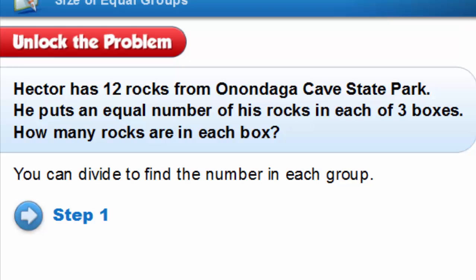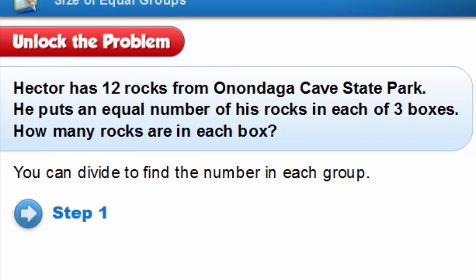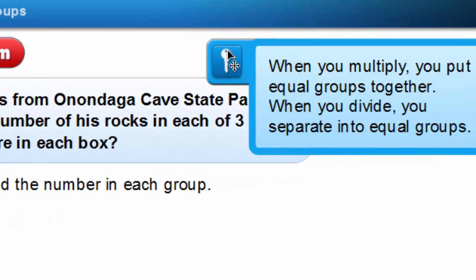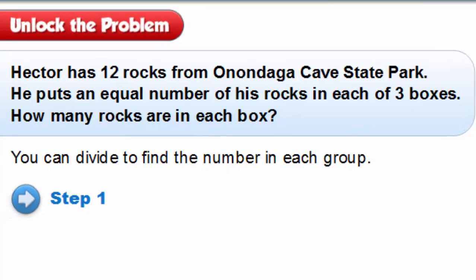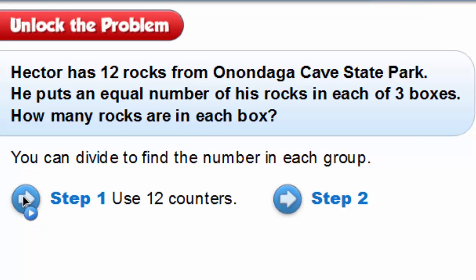So we can see from this problem that he has 12 altogether, and he's separating them into equal groups. When you multiply, you put equal groups together, but when you divide, you separate into equal groups. And that's what I was just saying. Hector has these 12 rocks, and he wants to separate them into equal groups. You can divide to find the number in each group.